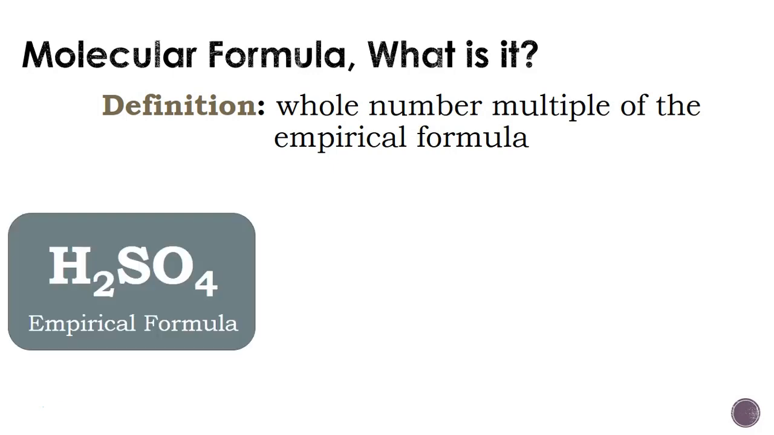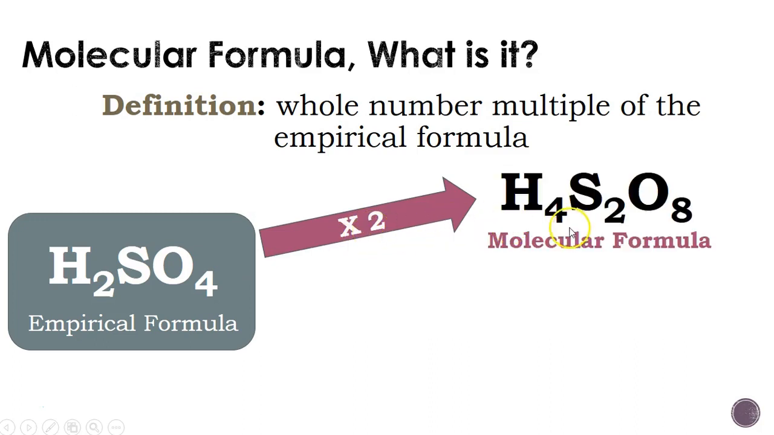For example, if we have an empirical formula, we know that that's the simplest ratio of all the elements. Here we have an example, H2SO4. An example of the molecular formula would be if we take our empirical formula and multiply each of those subscripts by 2, we would have a whole number multiple of the empirical formula. So when we multiply it by 2, we have H4S2O8. You can see that it's not the simplest form because we multiplied it by 2, therefore it's a molecular formula and not an empirical formula.